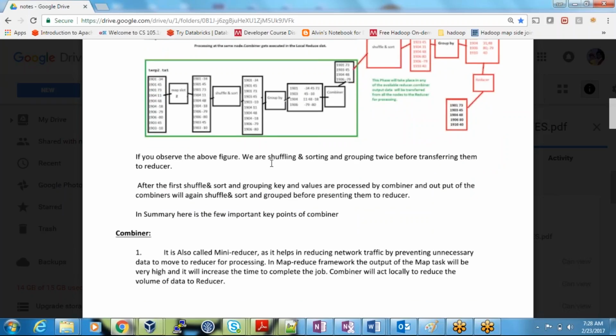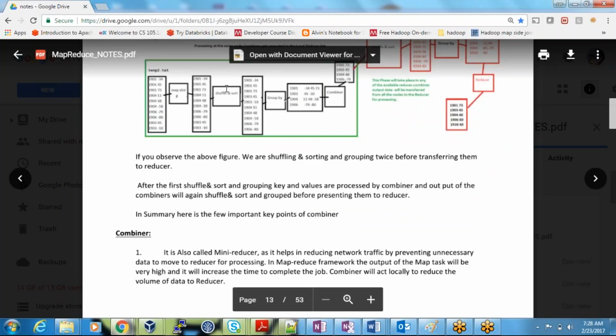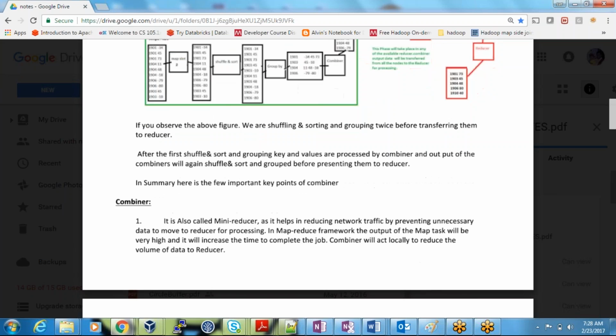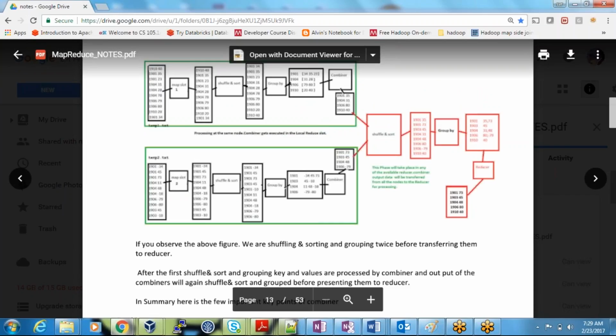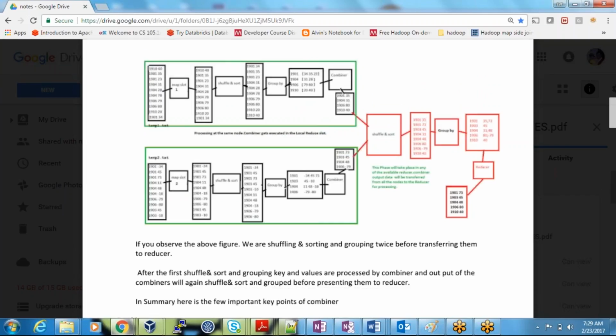If you observe the diagram above, when you use the combiner it performs a local grouping, local shuffle and local sort. After the first shuffle and sort, the grouping key is associated data node wise. Your combiner works on each map output. Your reducer is not for each map output; your reducer works on the collection of all mappers' output, but your combiner is for each map output.